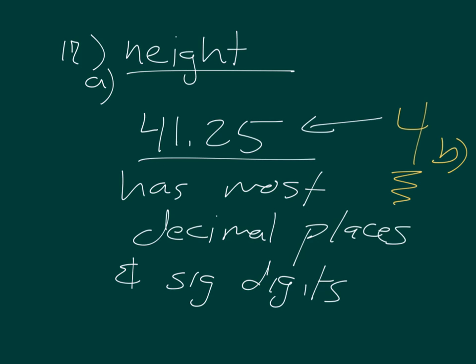Question 17. Important part of this question, it says which height. So you have to write the height. Do not write the age. So you're looking in the Y values of the table. The one that had the most significant digits was the 41.25. It had 4 significant digits. It's also the one that went the most decimal places, which was question B. How many significant digits? 4.